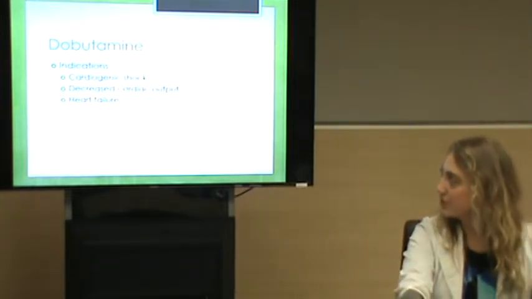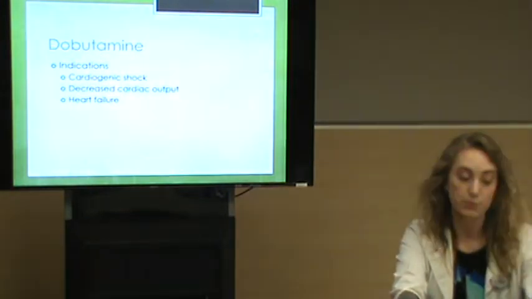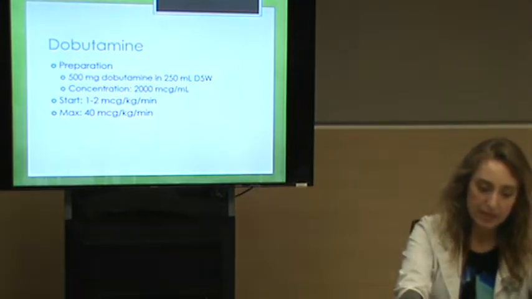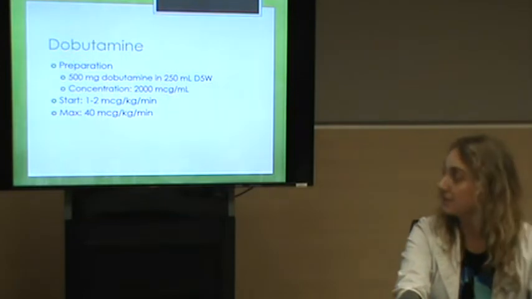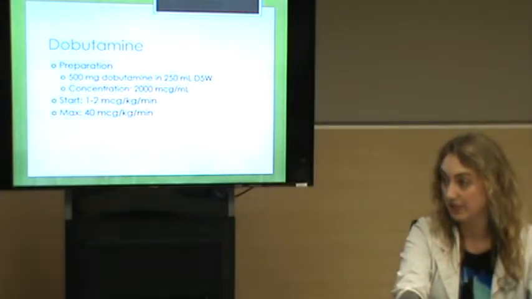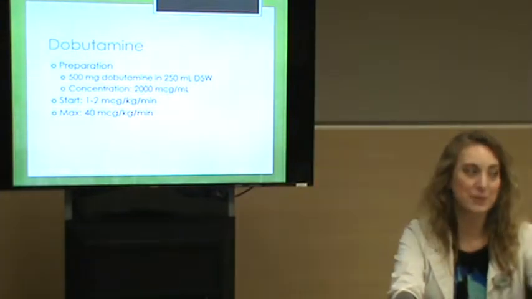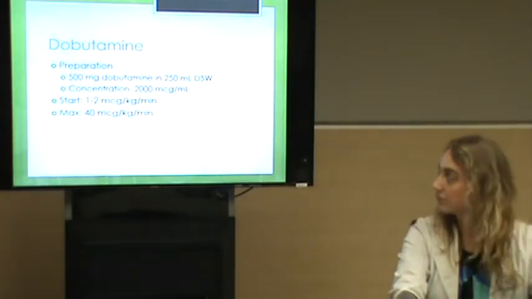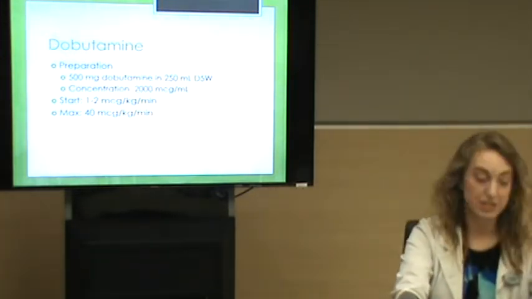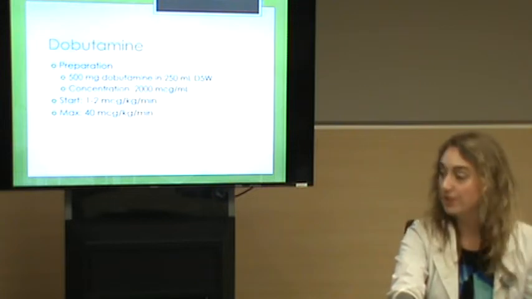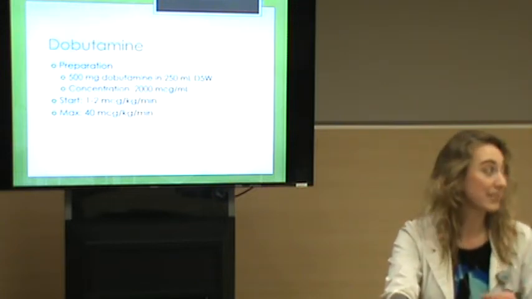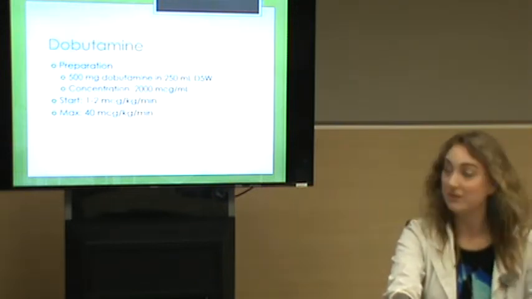You can use it for cardiogenic shock, decreased cardiac output, as well as for heart failure. It shouldn't routinely be used in sepsis because it can cause significant hypotension. So it's why it's not one that we just immediately gravitate to. In terms of preparation, we carry premixes for dobutamine just like we do for dopamine, so it makes it really easy for you guys to be able to use it, have it available.